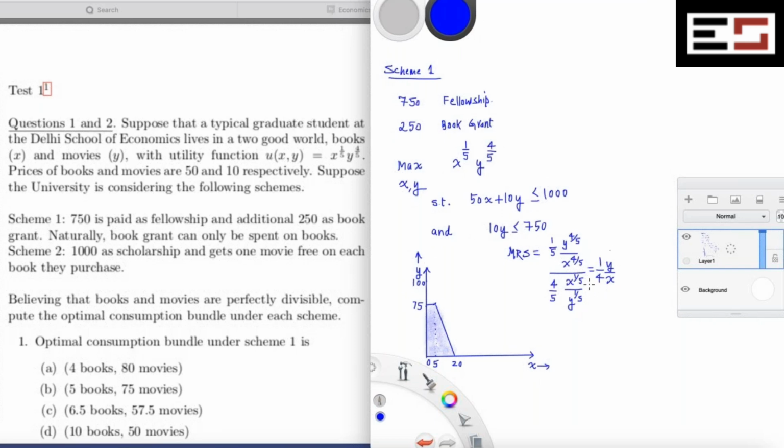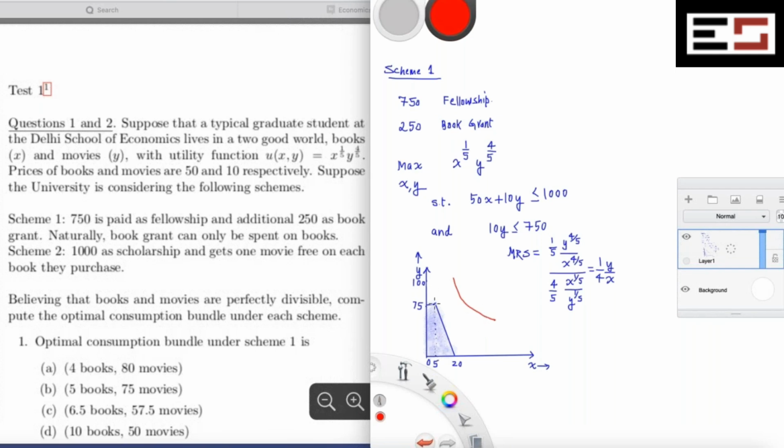And the other thing is that the marginal rate of substitution, if you look at this particular expression, as x increases, the y goes down. So this term comes down as x increases, right? So basically, the indifference curve will have this shape. Okay, now you just have to figure out, what is the optimal indifference curve? Basically, what is the highest possible indifference curve that passes through the constraint set? Okay, so that is what we need to figure out. So how do we do that?